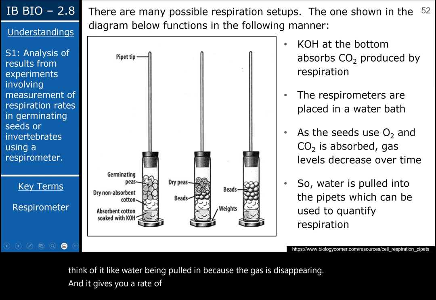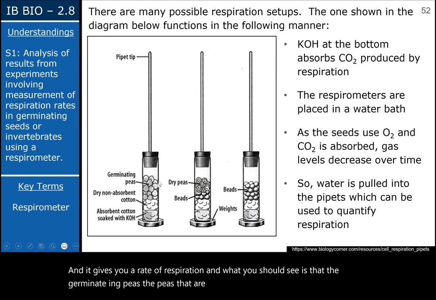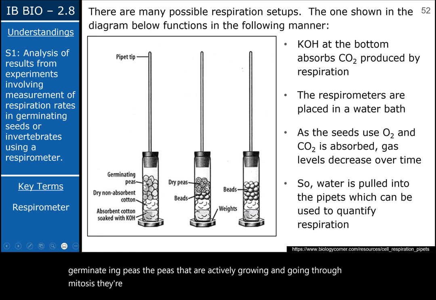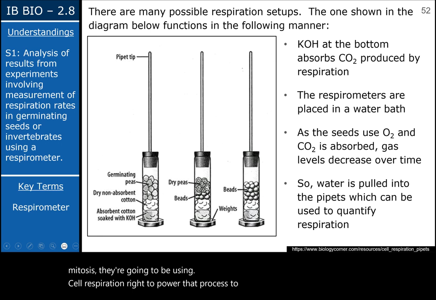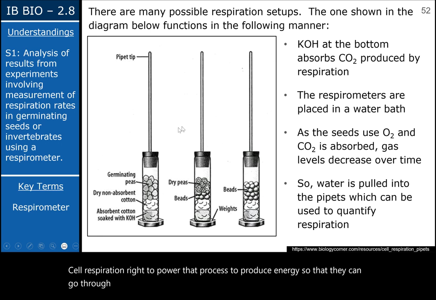And what you should see is that the germinating peas, the peas that are actively growing and going through mitosis, they're going to be using cell respiration, right, to power that process, to produce energy so that they can go through mitosis. And the dry peas aren't, so you shouldn't see any change. And then this is just your control.